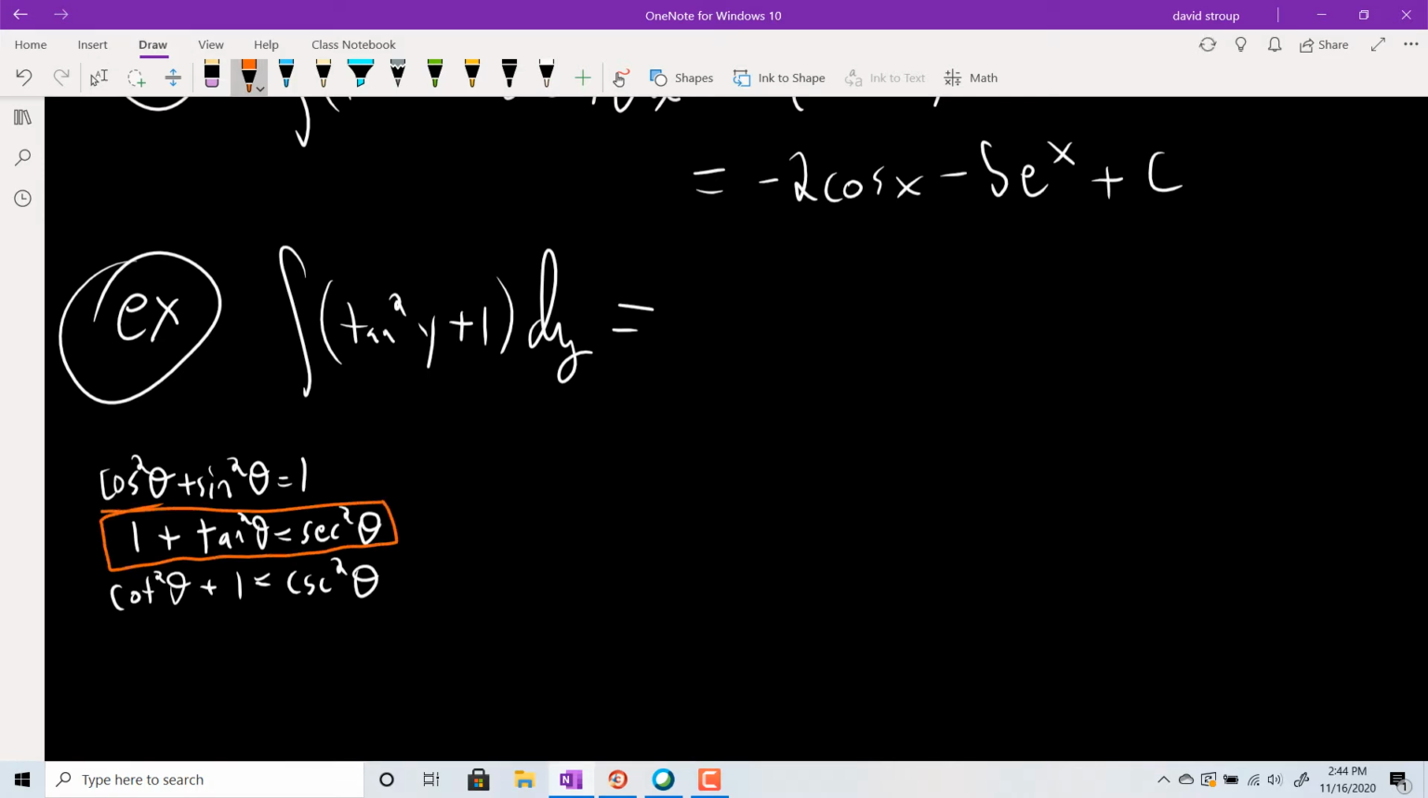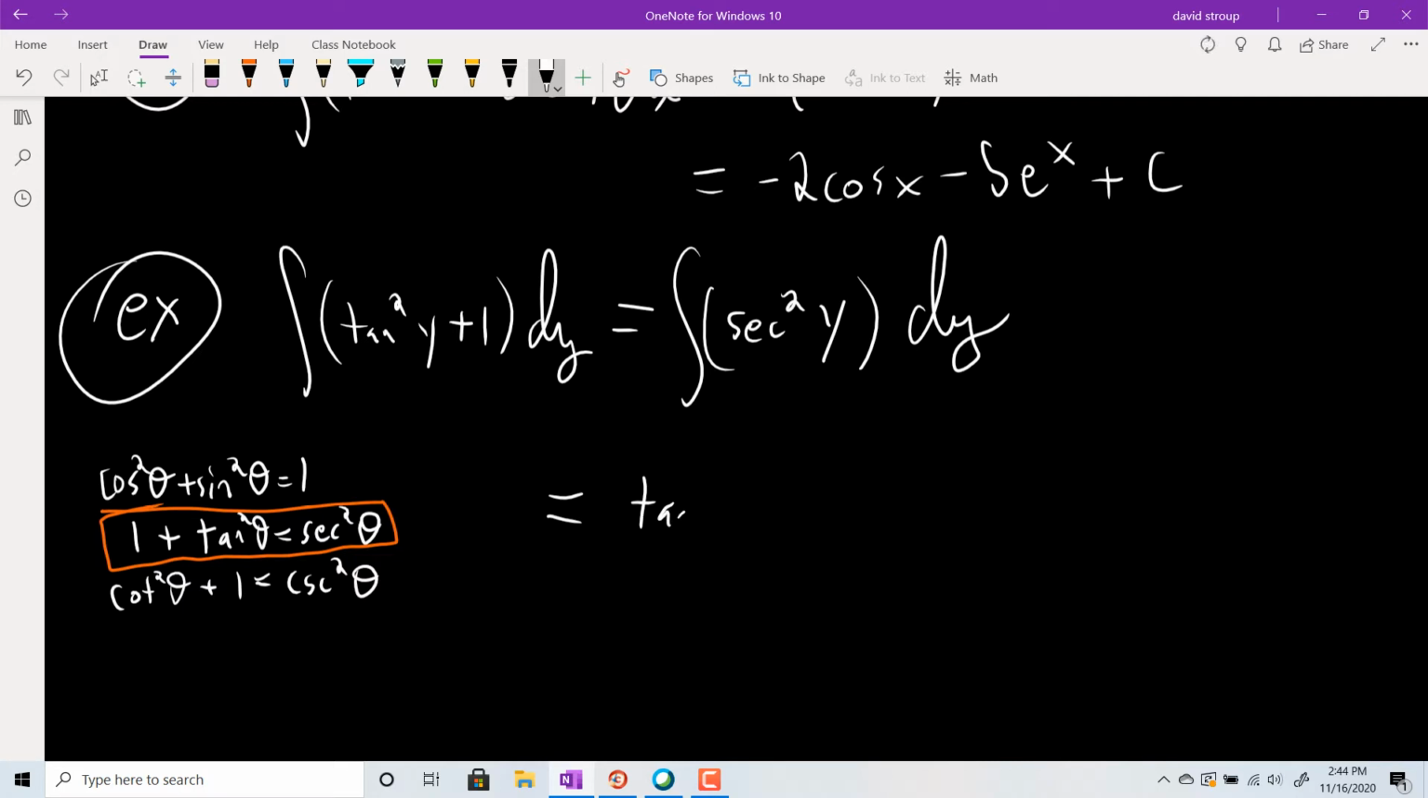And that'll allow us to rewrite this integral in a form that is integrable to us. So we're using a y, I just not used a theta, sorry. So secant squared y dy. And then you could just integrate that because you know the derivative of tan is secant squared. So the integral of secant squared must give you tan. Okay. Then don't forget your plus c.